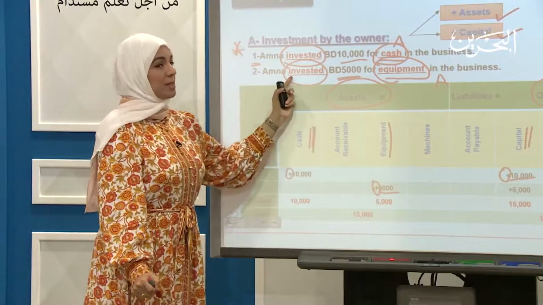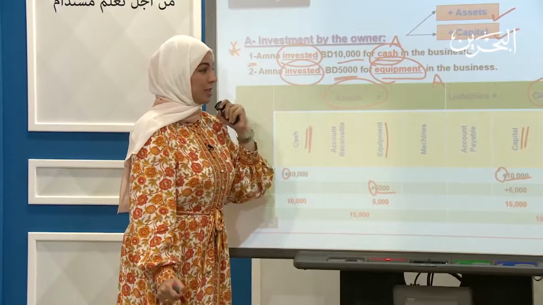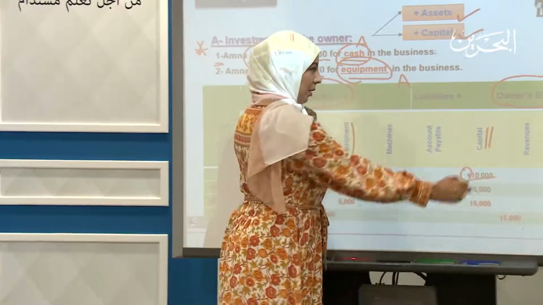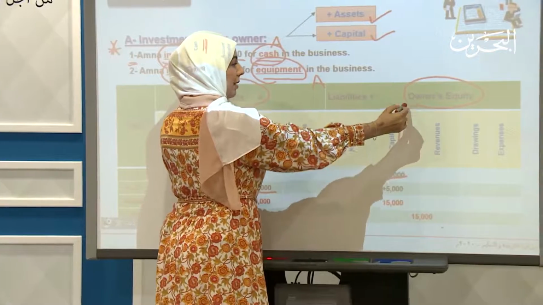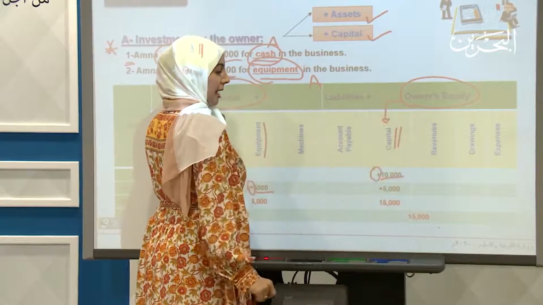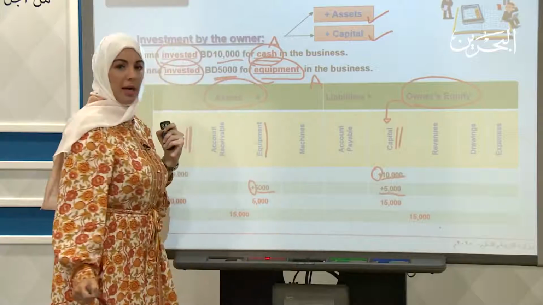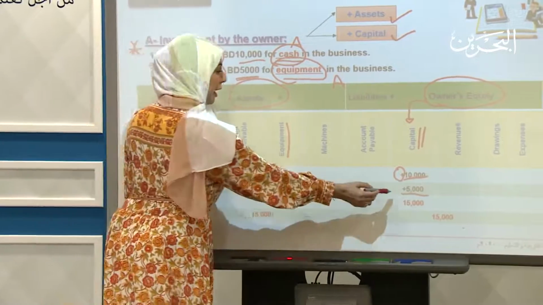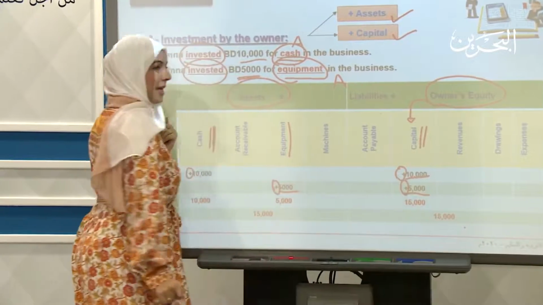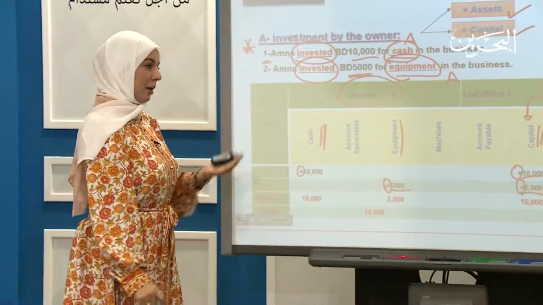The effect of investment will affect the capital of the company. So I will move to the owner equity under the capital section, and I will increase it in transaction number 2 by 5,000, and be careful, you should put the sign of a plus to show that the account will increase.